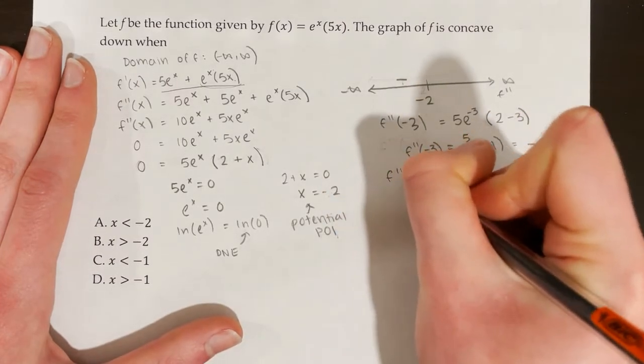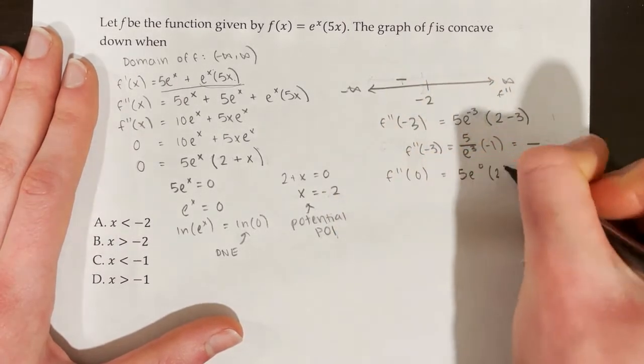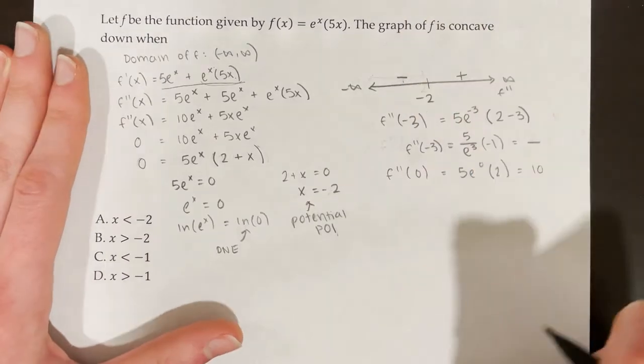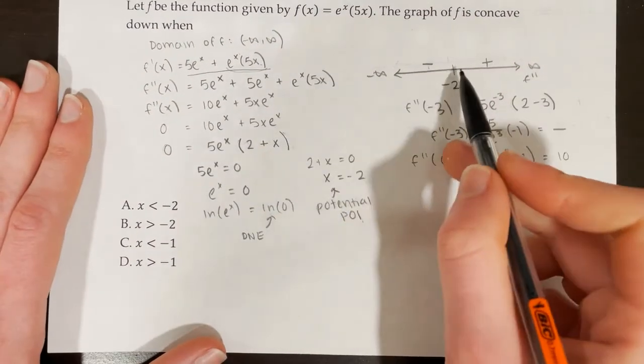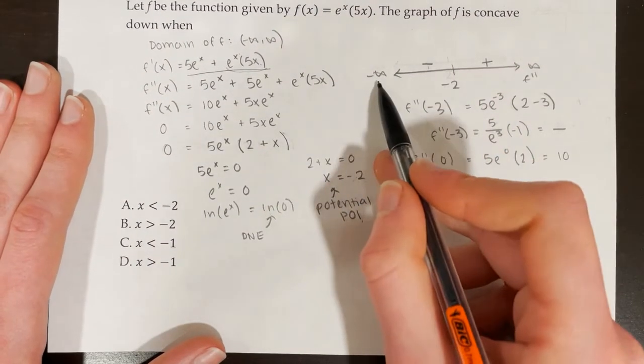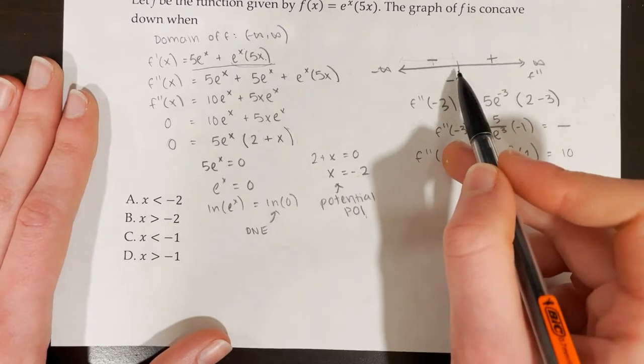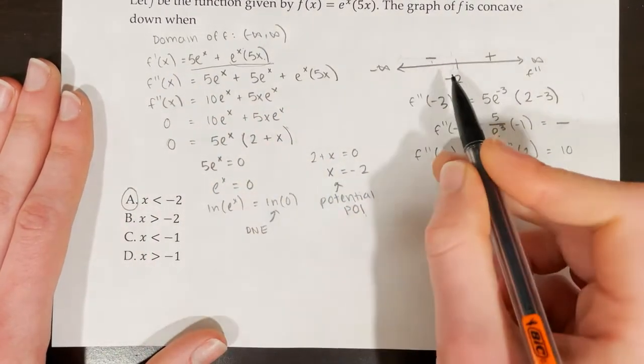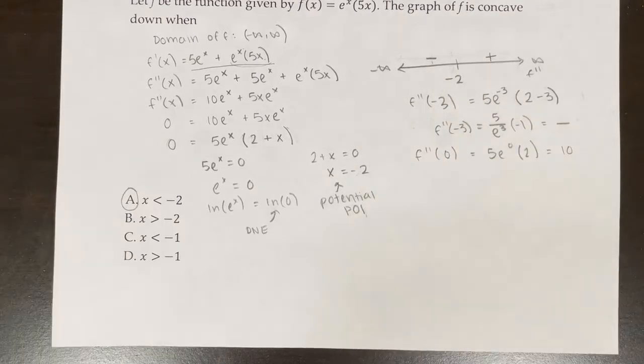Then I will test f double prime of 0. This is 5 times 2, or 10, which is a positive number. This means that f is concave down on the open interval from -infinity to -2, or when x is less than -2. So answer choice A, because this is where f double prime of x is less than 0.